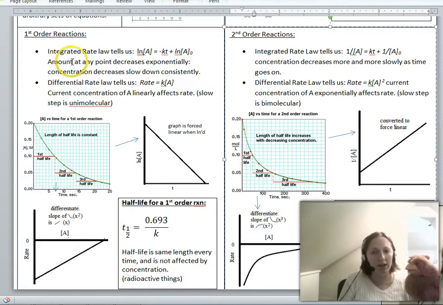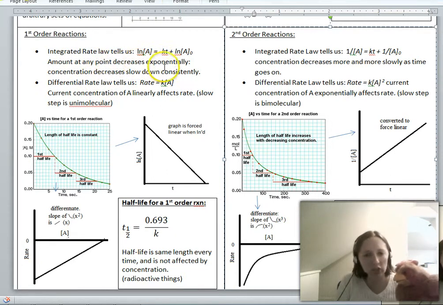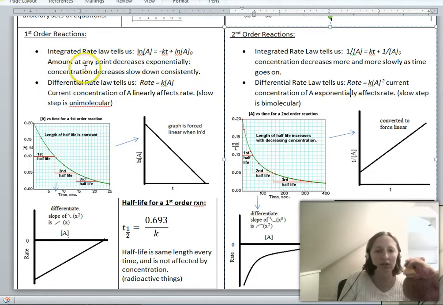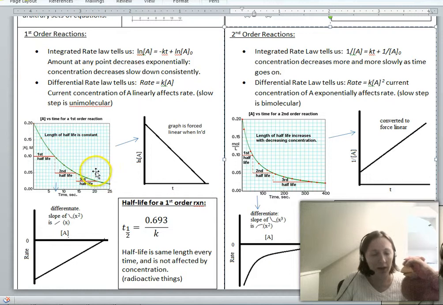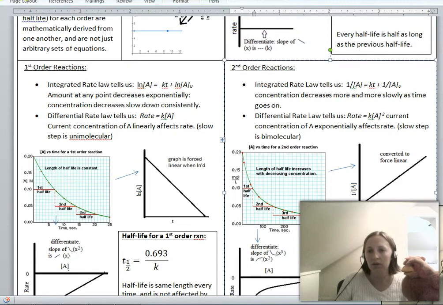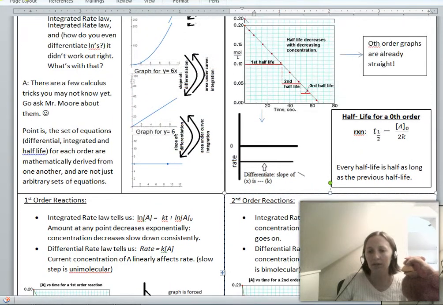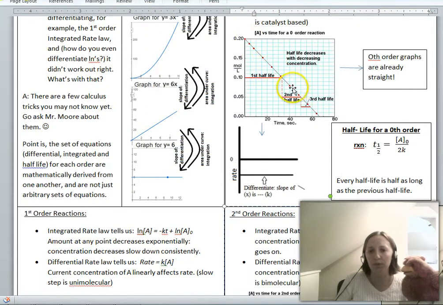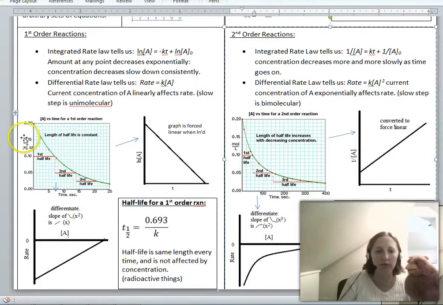For a first order reaction, the amount at any point decreases exponentially. So the concentration decreases and it slows down. And the slowing down is a consistent slowdown. So it's going boo, as opposed to the zeroth order, which was boop, boop, boop, boop, boop. So we have more of a boo with the first order reaction here.